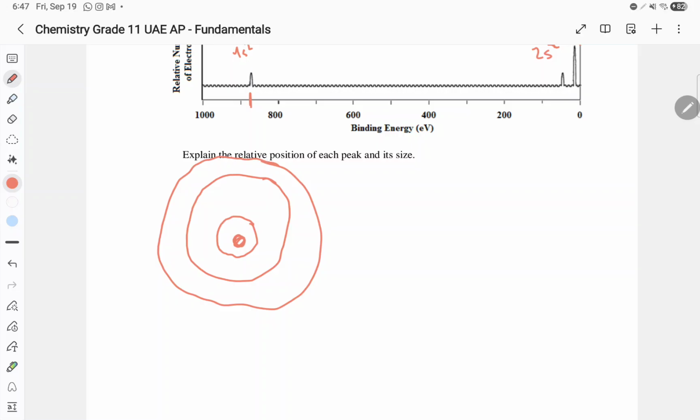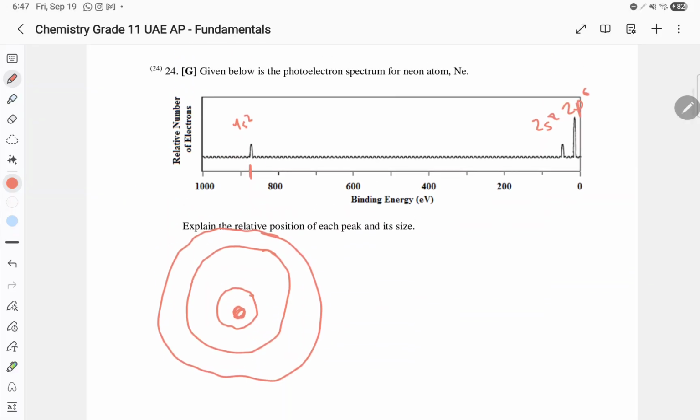The peak standing alone is for 1s2, and it's much farther because it's closer to the nucleus and requires much more energy. It is the closest thing to the nucleus. It has the lowest shielding effect. Now the two other peaks that are close to each other are 2s2 and 2p6, taller, of course, being 2p6. They are almost the same distance from the nucleus, and their binding energies will be very small.